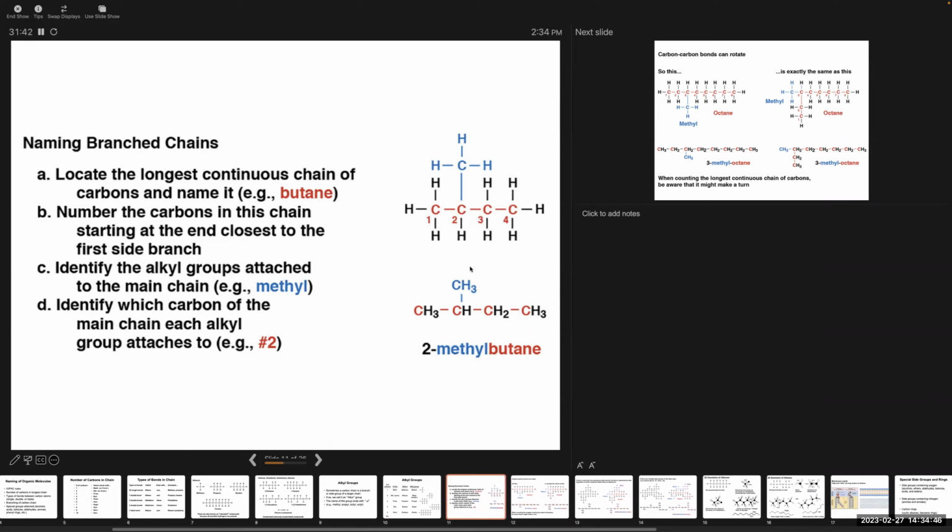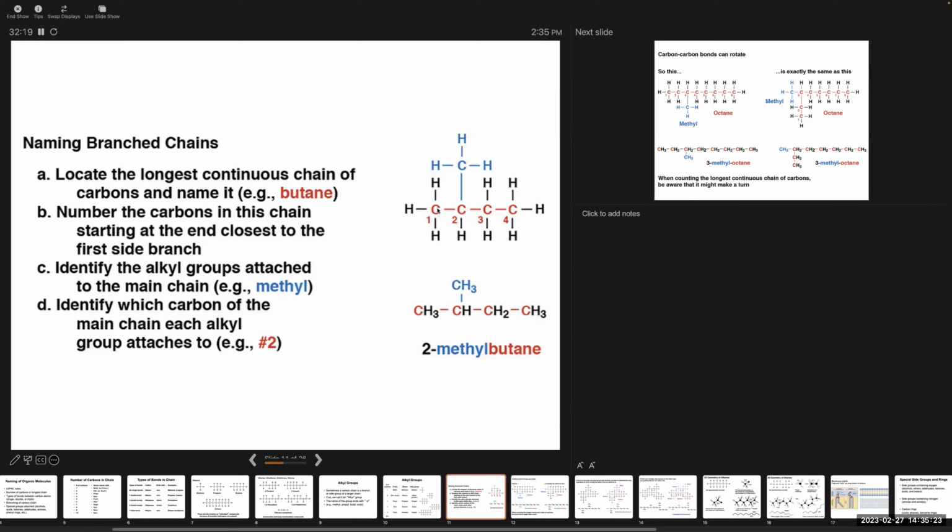So when you have a carbon chain that has a side branch off of it, the way we name these things is we start out by figuring out the name of the longest continuous chain of carbons in the molecule. So we would look and examine the molecule, and in this case, we've got 1, 2, 3, 4 carbons. So the longest chain of carbons in this molecule seems to be 4.